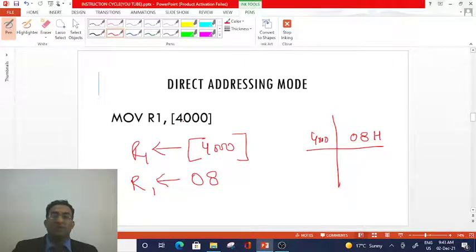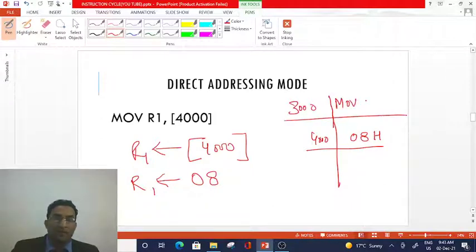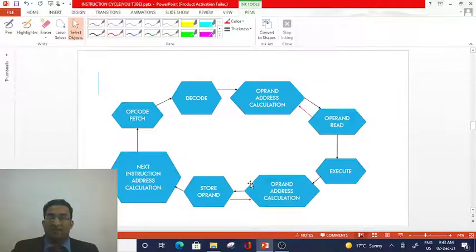But how will this operation be performed through an instruction cycle? As I told you, at location 4000 this data is present, that is 08, but this instruction is also written in memory. Let us suppose at location 3000 this instruction is written in the memory, that is MOV R1, [4000h]. So let us see now how this execution will be performed.